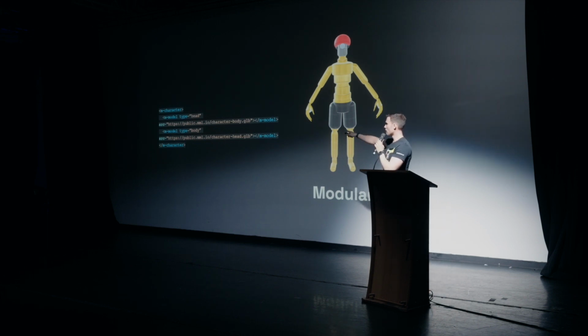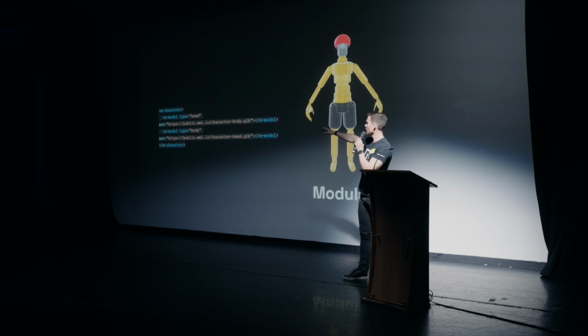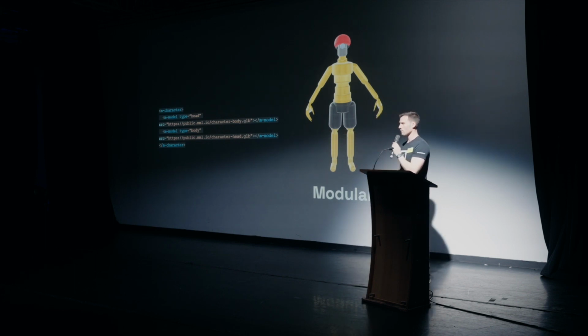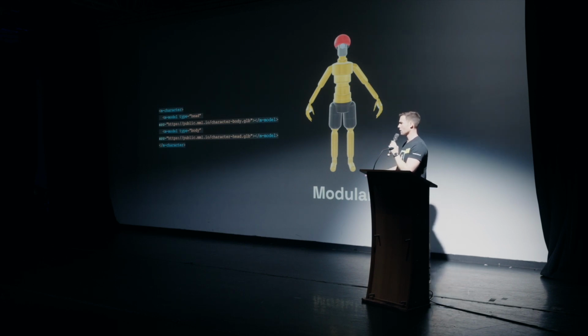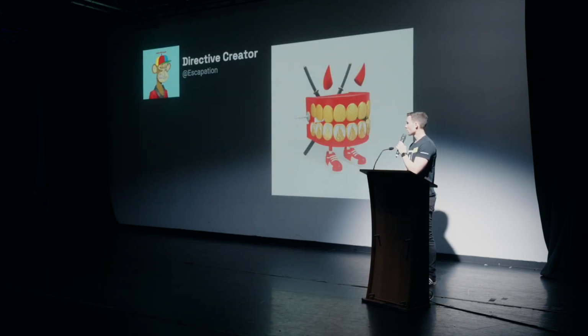So here we have the modular version of this. We have the same M character tag. Now we have a head and a body component, which then can be recomposed. So instead of making hundreds of different meshes, I can just make 20 different heads, 20 different bodies, and recompose those modularly. So an example of someone that's done this is a guy in the M-Squared community called Directed Creator.